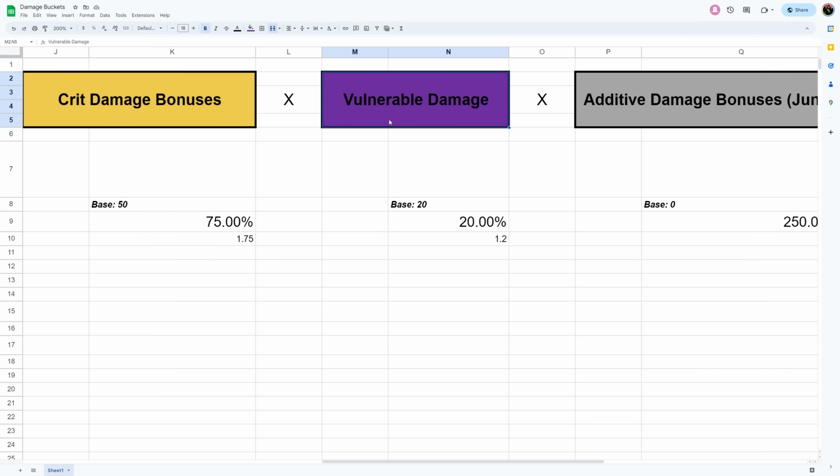And the biggest boy in the band is the vulnerable damage. It sits in its own bucket. It only gets increased by things that say increases vulnerable damage, and it is just a raw increase in your damage. It's pretty powerful. It will probably get nerfed in the future. Who knows? But its base is 20. So I'm going to say we don't have any additional vulnerable damage. So it's just going to do 20%, which is 1.2.